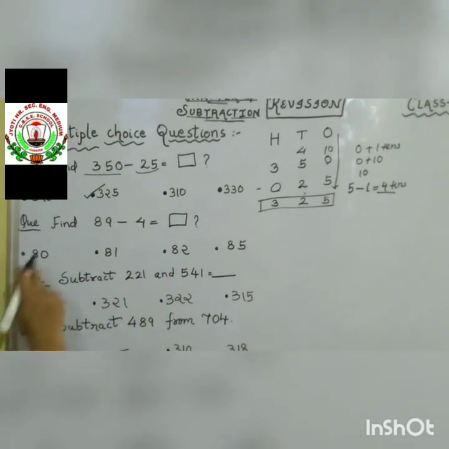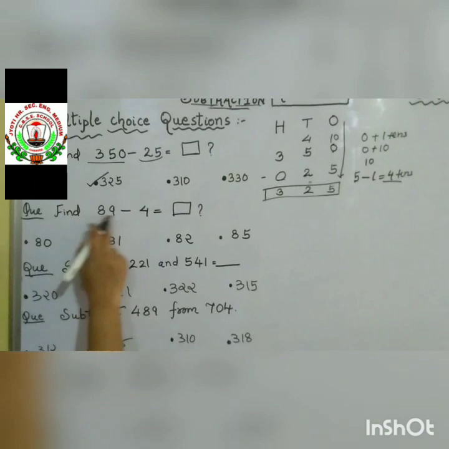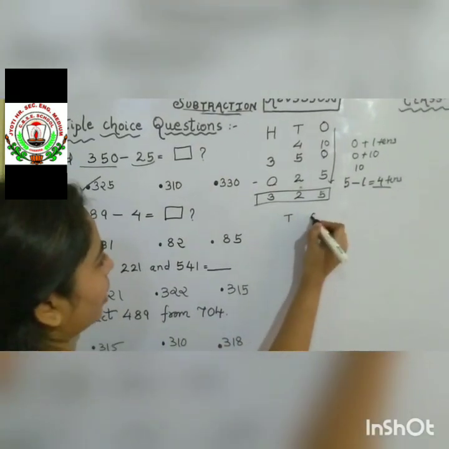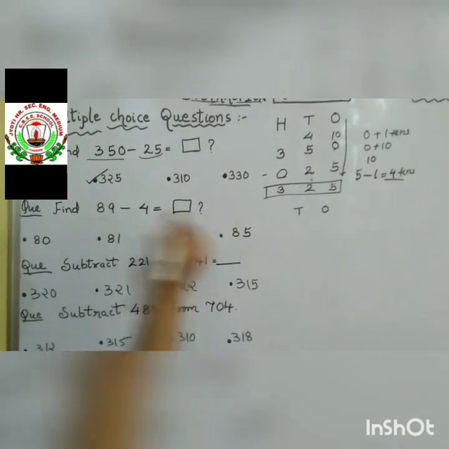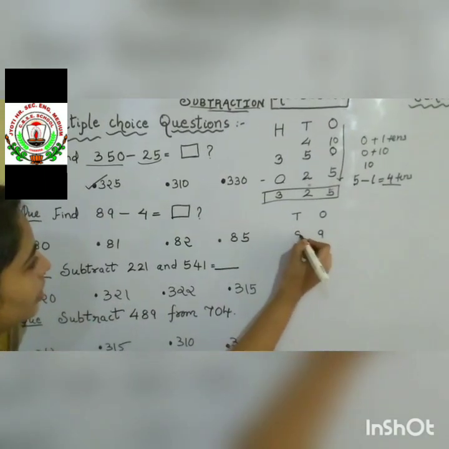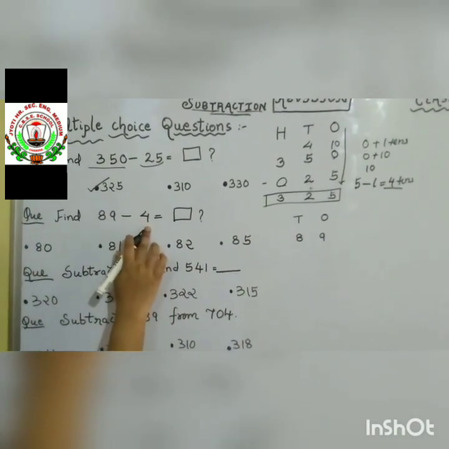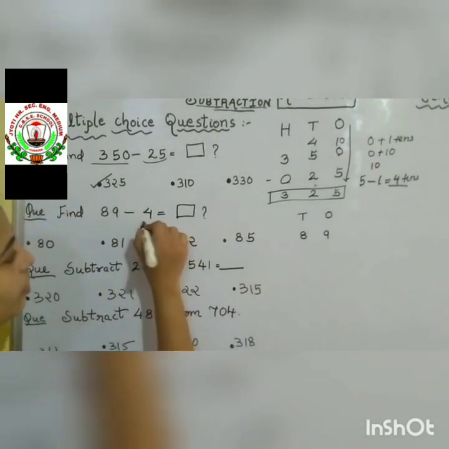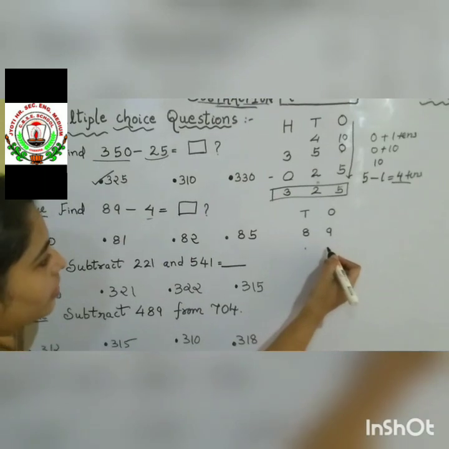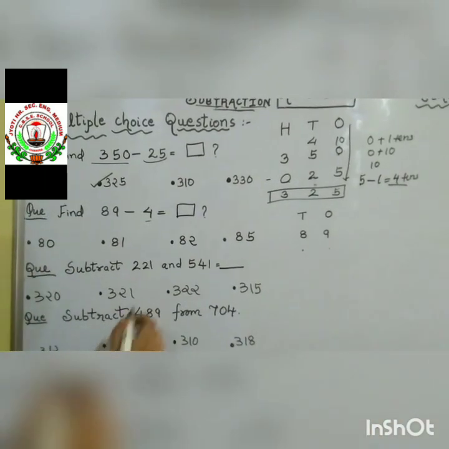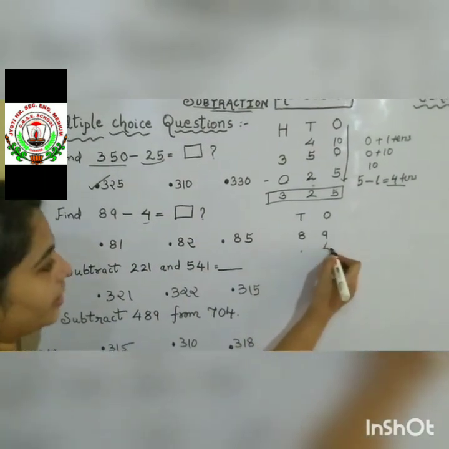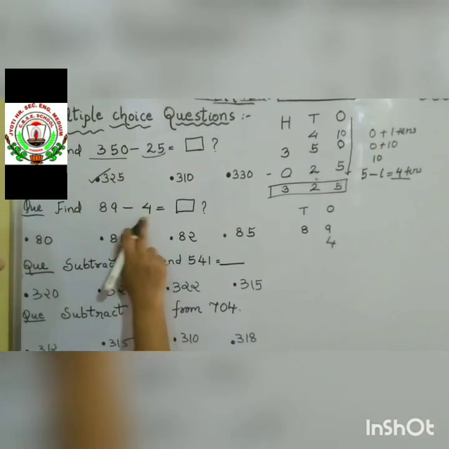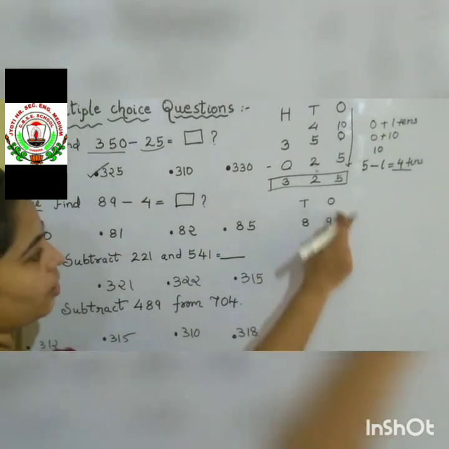We'll put a tick mark. Next question, find 89 minus 4. First, give the place values like this, tens and ones. 89, write it down like this. Then what is the next number? 4. This is not a 2-digit number, this is a 1-digit number. So this 4 will come under the ones place. Do not write it under the tens place, because this is 1 digit. 1 digit will come under the ones place.